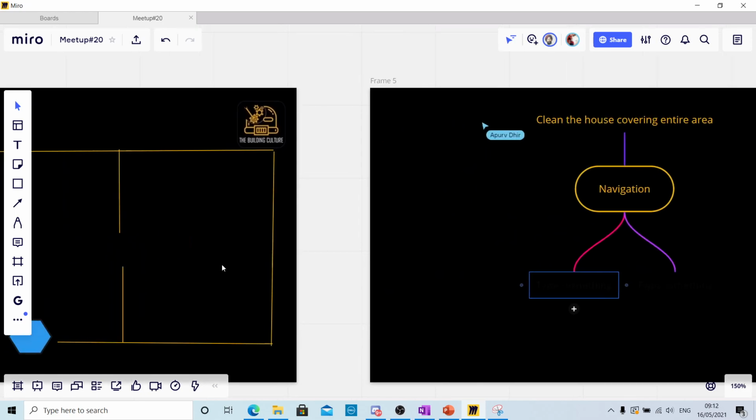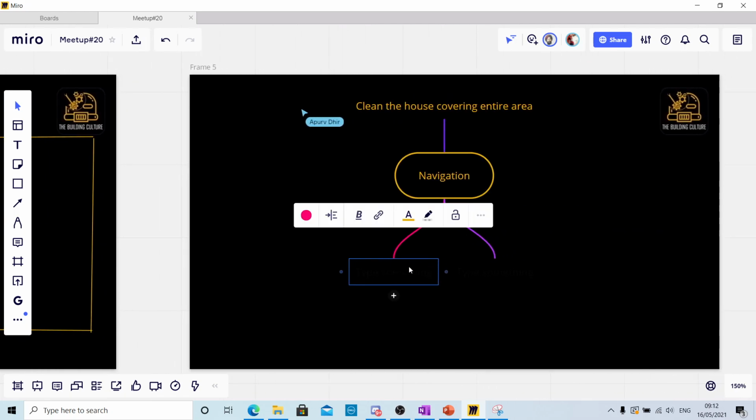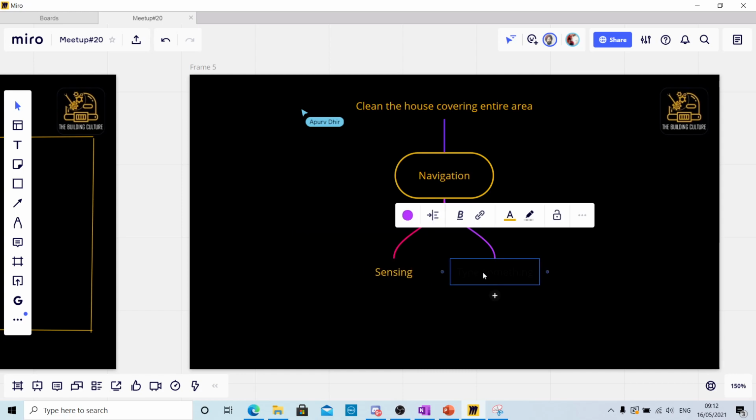So to navigate the whole room, what are the essentials? What are the things that you consider essentially when you are going to navigate through the whole room? So, sensing the environment, or I'll just write sensing. What else? And we also have to take the goal into account. Sorry, obstacle detection.